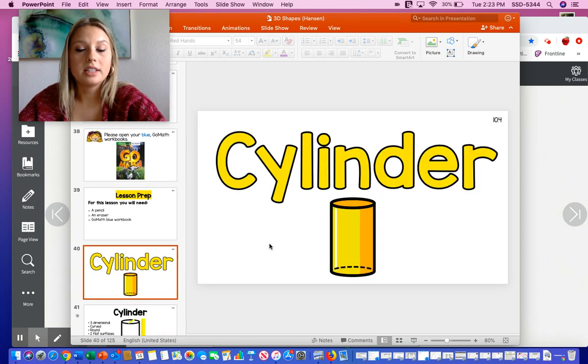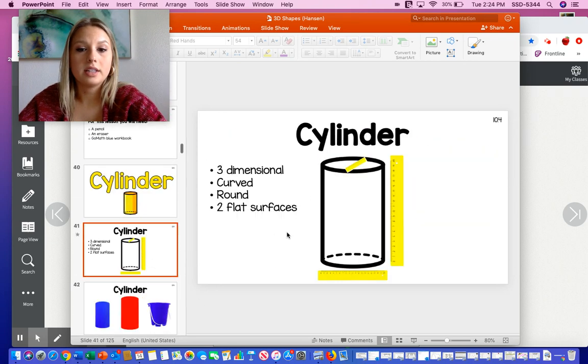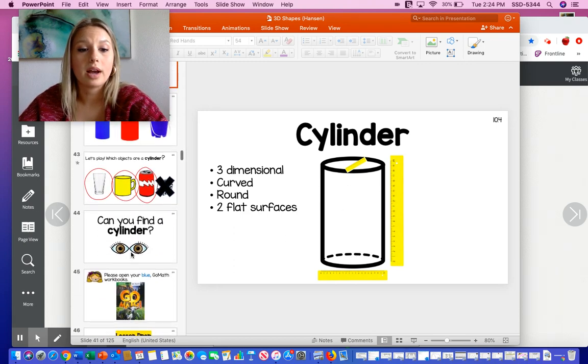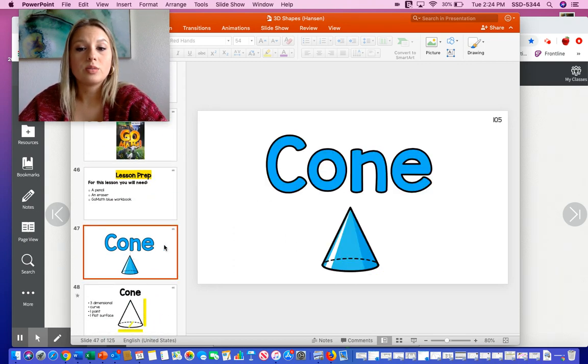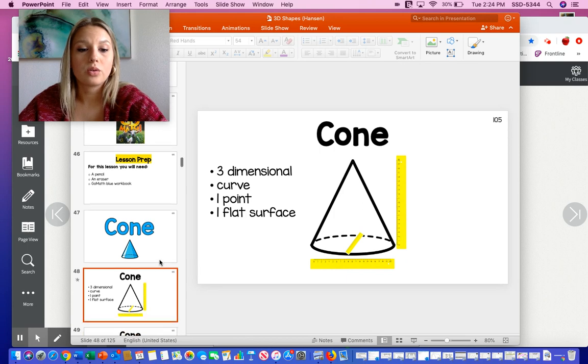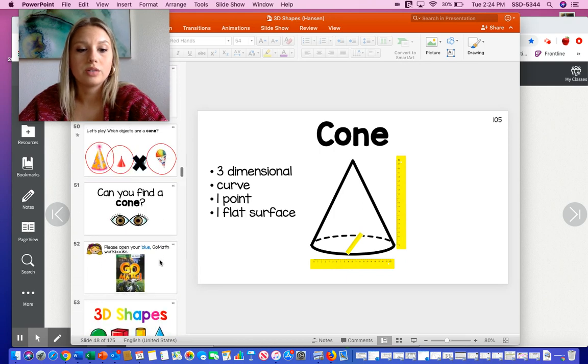We learned about a cylinder. We said a cylinder is 3D. It's solid. It has 2 flat surfaces. It's curved and round. And last we talked about a cone. We said a cone is 3D. It's solid. It has 1 flat surface, 1 point or vertice, and it's also curved and round.